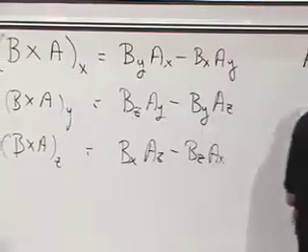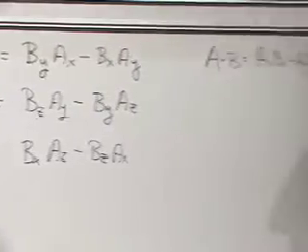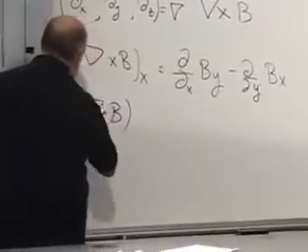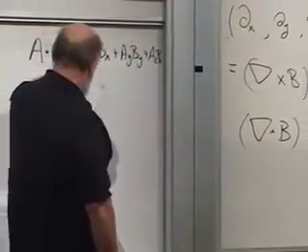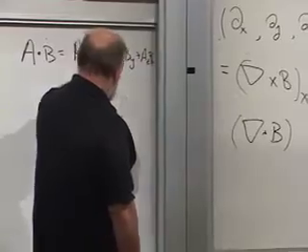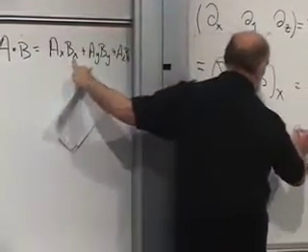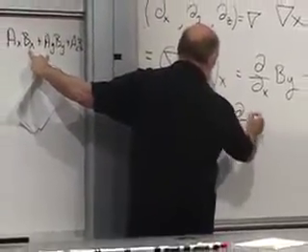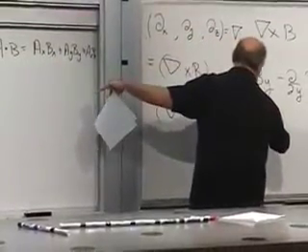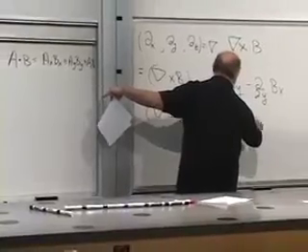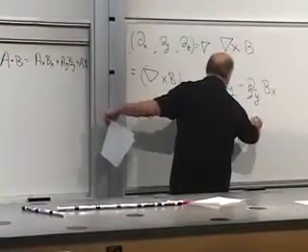What about del dot B? That's called the divergence of B. Del dot B, well, we come to the definition of the divergence from the dot product. That will be d by dx bx plus d by dy by plus d by dz bz.